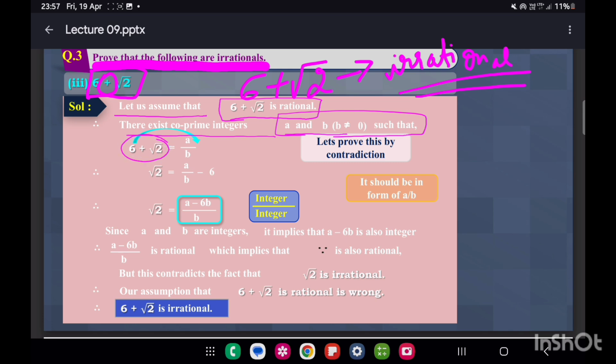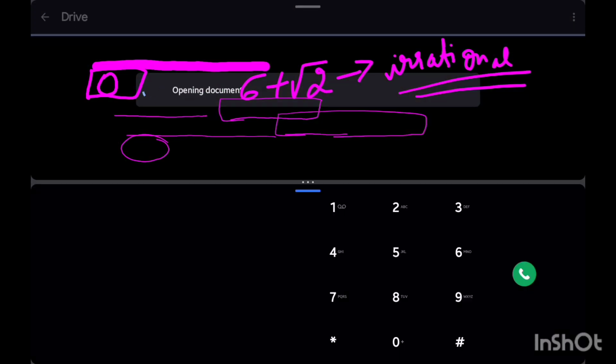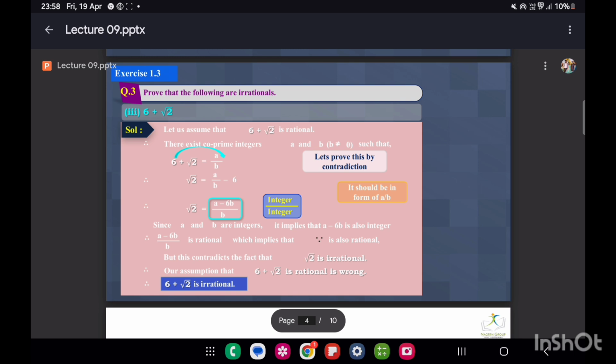Here 6 has nothing written before it, which means it has a plus sign. You can shift the 6 to the right-hand side. When you shift plus 6 to the right-hand side, it becomes minus 6. So root 2 is equal to a by b minus 6. Already we know that root 2 is irrational. We have proved it.